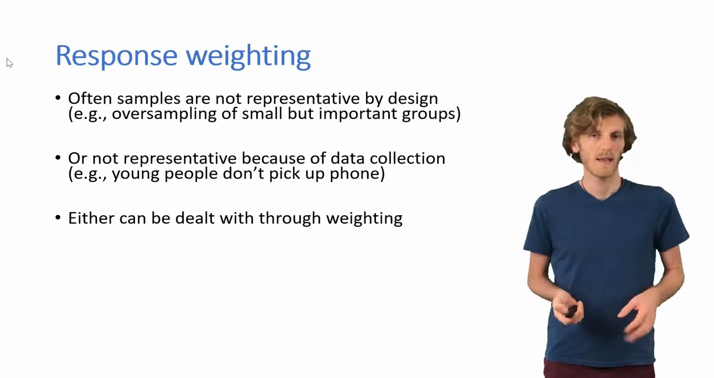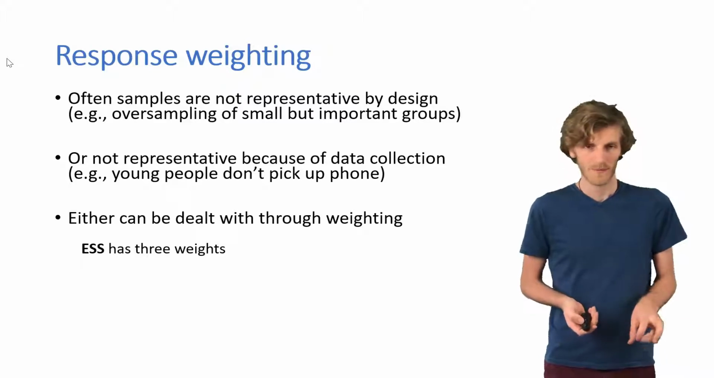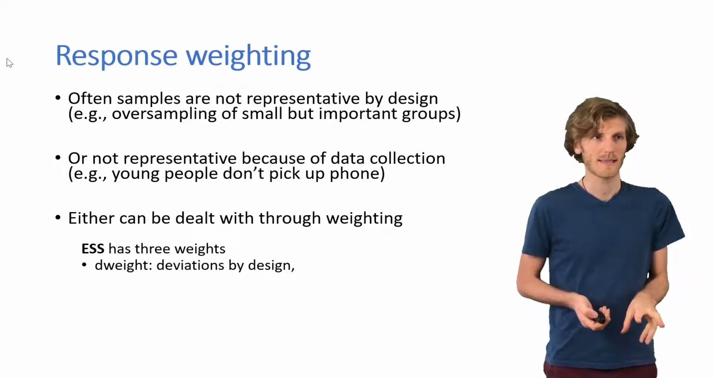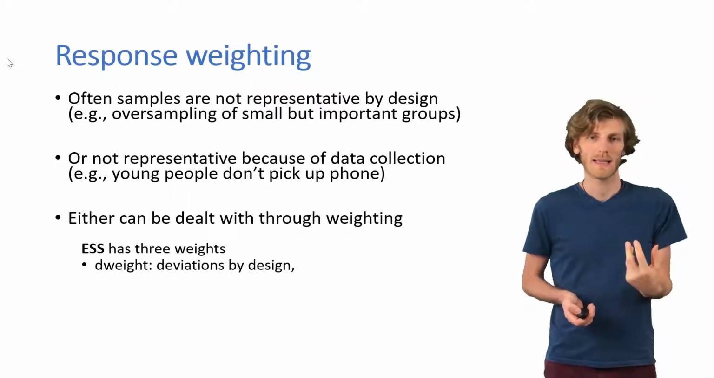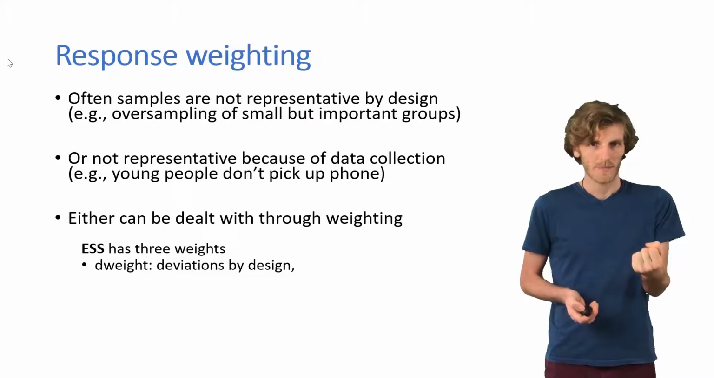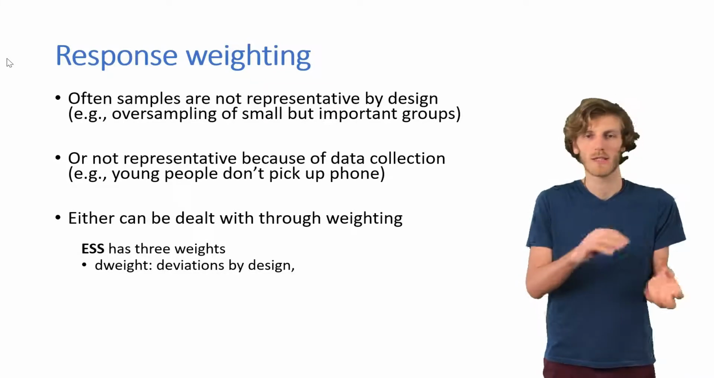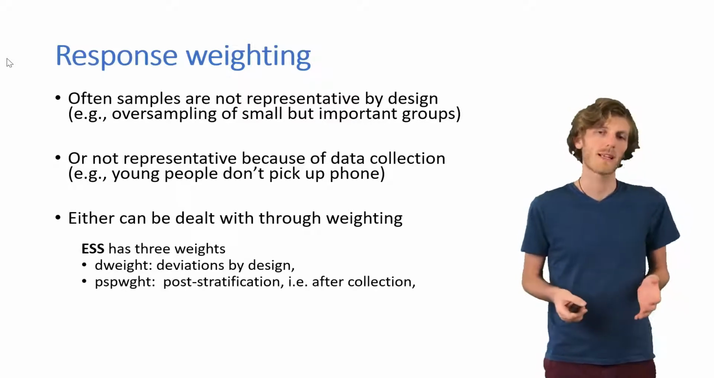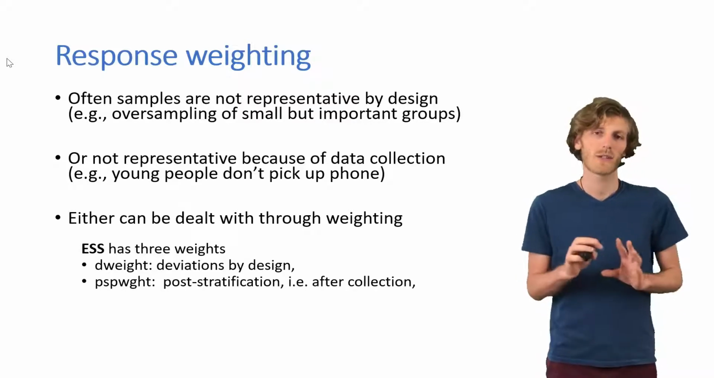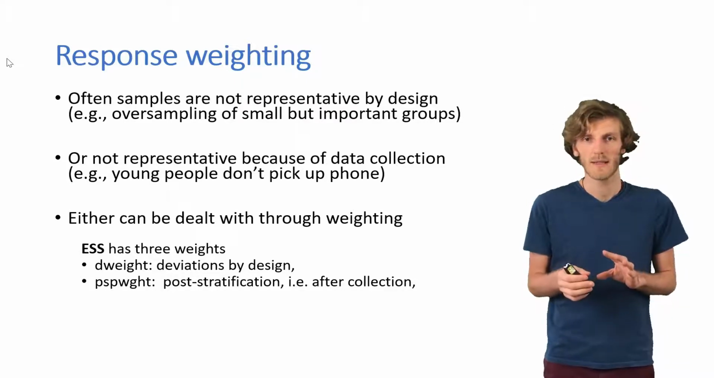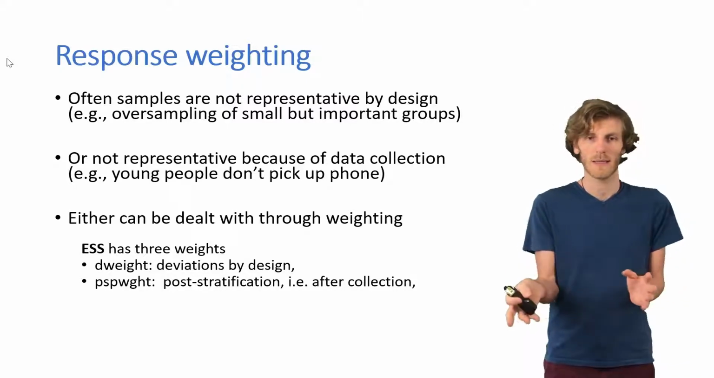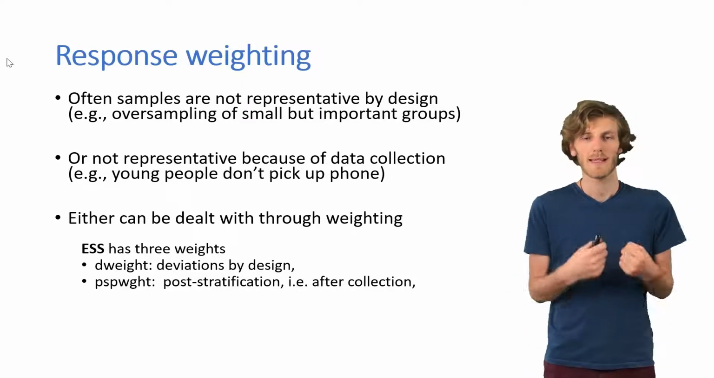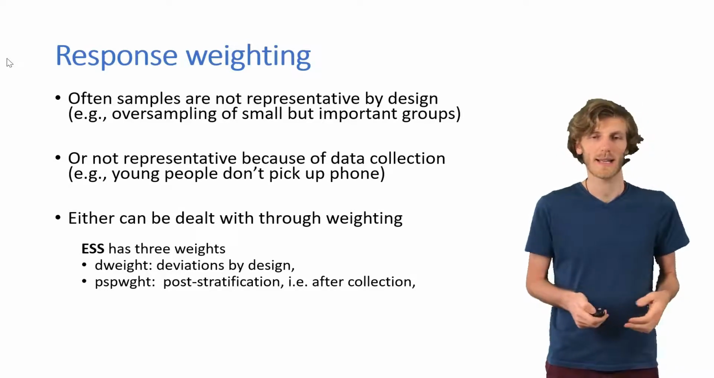parameters. The European Social Survey, for example, has 3 different weights in the dataset. One is design weights. The idea behind design weights is exactly to correct for these deviations that come about because certain groups were oversampled by design. Post-stratification weights are then weights that try to correct for differential response. So we might find out that we are missing women, that we are missing young people, or some such group. Then we get these post-stratification weights that try to correct for that.